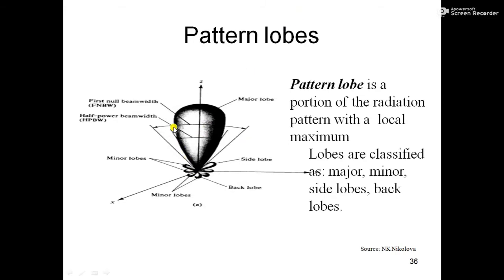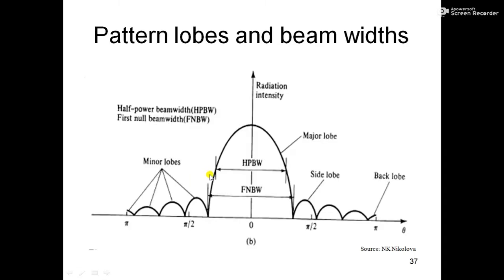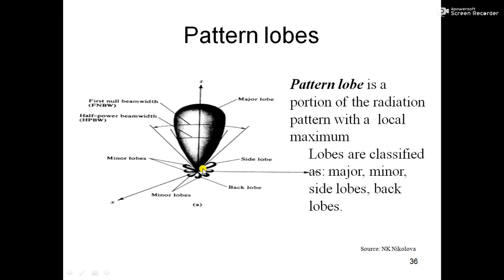See, this is the pattern in which the direction is maximum, and this is called the major lobe, right? And these lobes are called the side lobes or minor lobes. Maximum power is in this direction, but there will be some small amount of power in all the directions. So this is called the major lobe and these are called the minor lobes, and the ones at the side of the major lobe are the side lobes.